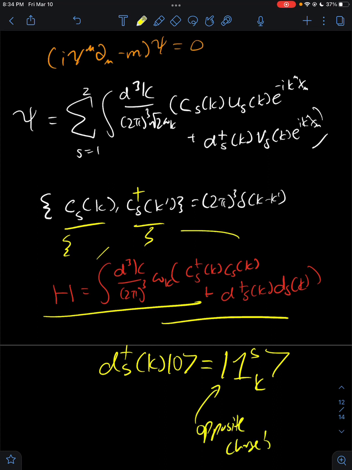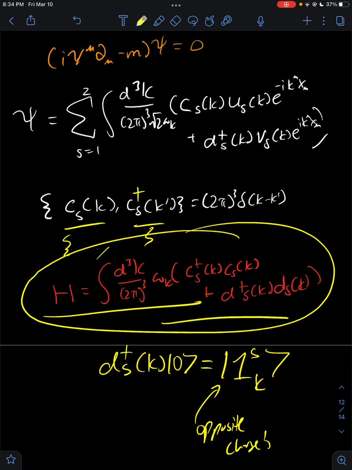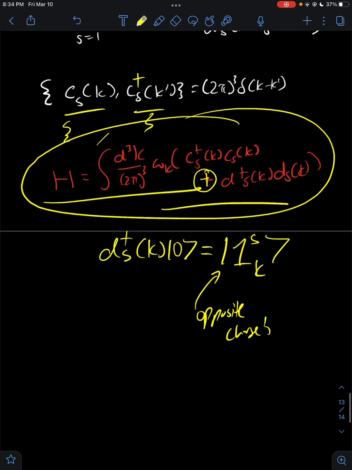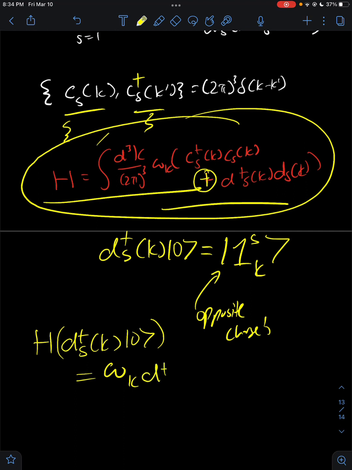But yeah, here's the Hamiltonian for spinors. We see that there's a plus sign here. This means that if we were to act on the Hamiltonian with some antiparticle state, so d conjugate s k acting on the vacuum state, it's actually going to output a positive energy, because we have a plus sign here.